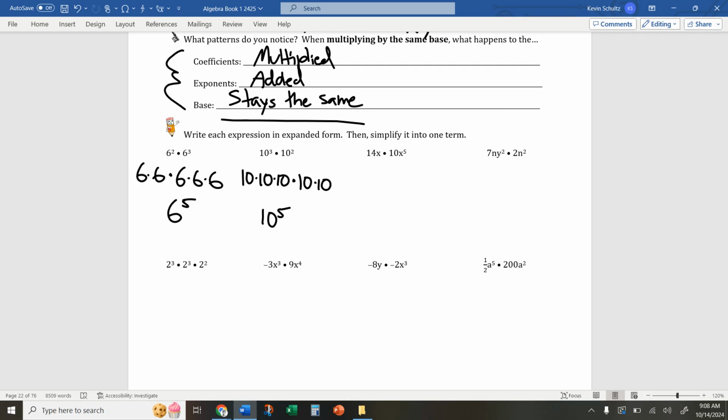The next one, 14x in expanded form is just 14 times x. And we're multiplying that by 10, x to the 5th. Okay? How would you write that as one term? 24 to the 6th power? Not 24 to the 6th power. I see where you got the 24, 14 and 10 there, but remember, the coefficients get multiplied. It's the exponents that get added. So 14 and 10 being coefficients, they get multiplied.